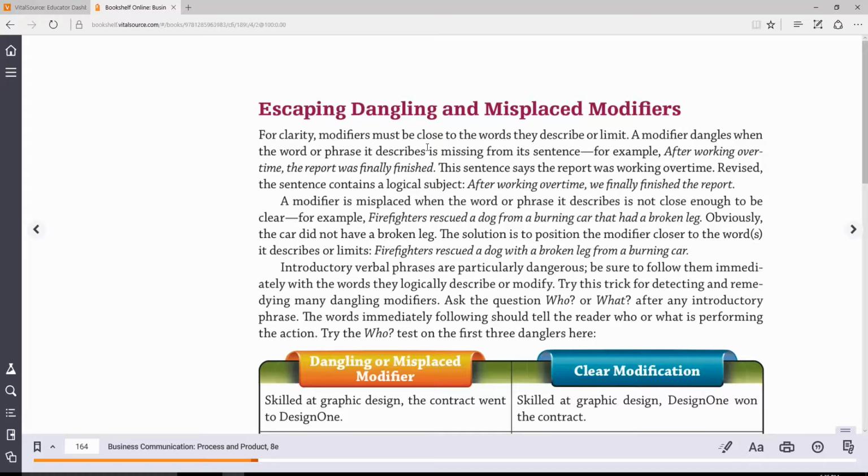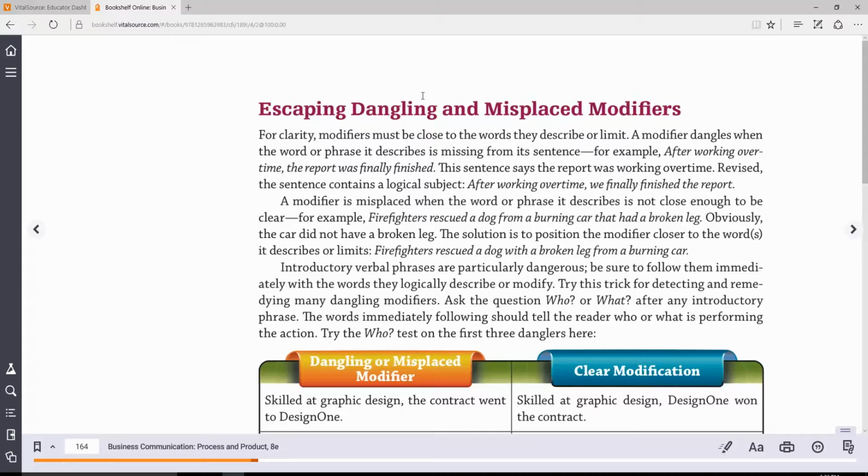Escaping dangling and misplaced modifiers. Remember, there is that one assignment, the only assignment in this chapter, chapter 5, that you have to do for 3.2. And you do all this, so you'll need to come back and refresh your memory and work with it that way.